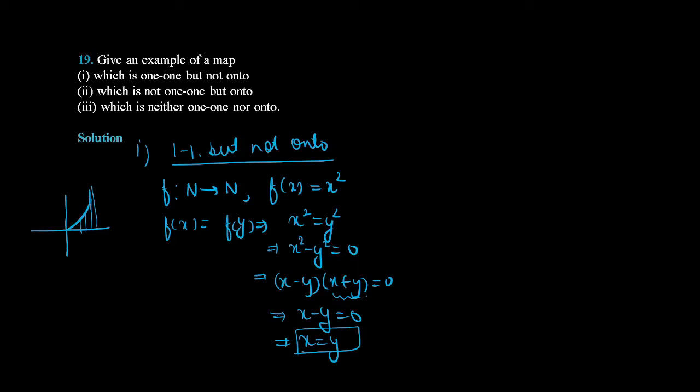Now we have to check that it is not an onto function. Why is it not an onto function? As 1 belongs to my set of natural numbers, right?